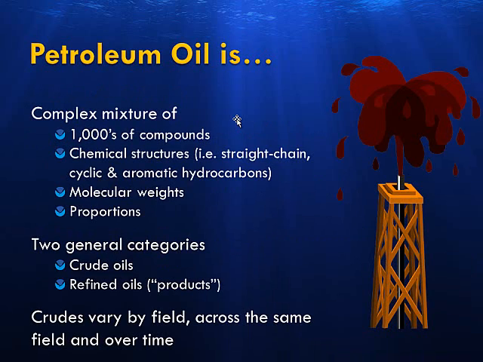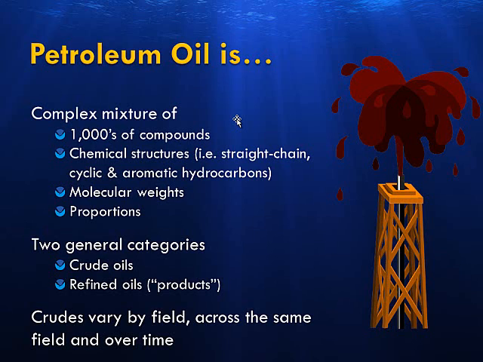As for the compounds, there are different chemical structures. Depending on the complexity of the chemicals, they're going to have different molecular weights, which are going to behave differently in the environment. A given oil from one field is going to be different from another one because they're going to have different mixtures of those different compounds in different proportions. When we talk about oils, it's generally in terms of two broad categories. One is crude oils, and then there's the refined products.